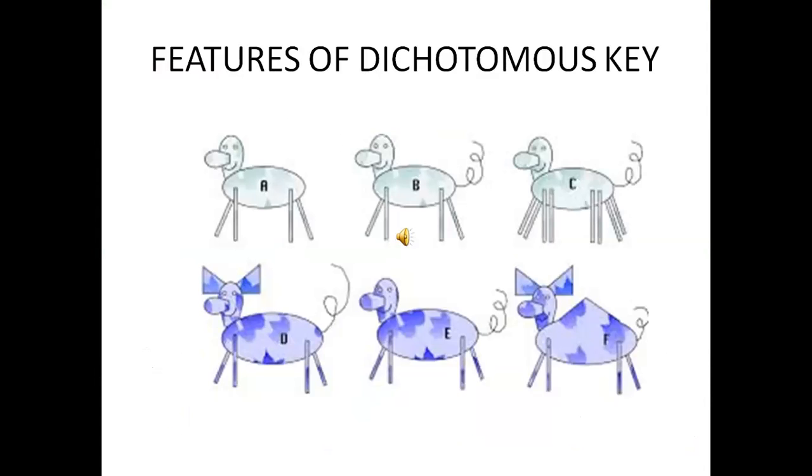Features of dichotomous key. A single feature that differentiates a group easily. One character is selected to separate the group as present or absent. Continue with the second step until only one item remains at the end.